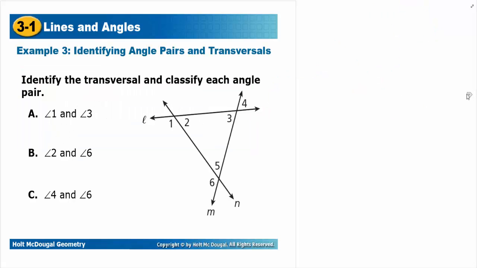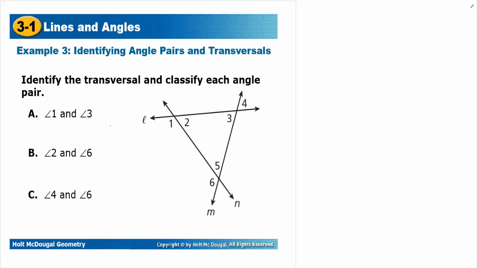Okay. So here we have identifying angle pairs of transversals and our crazy figures. So in this case we have 3 types. We got a figure and we have 3 angles, and we want to identify the transversal and classify each angle. Alright, so we're going to go ahead and get started here with A.